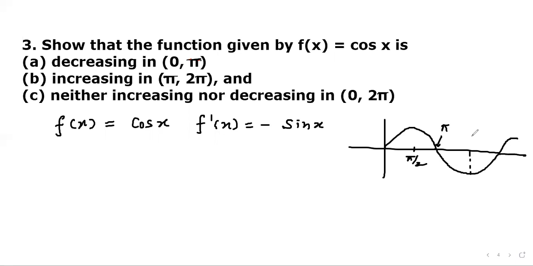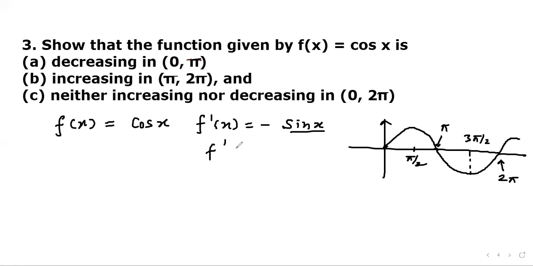This point would be 3 pi by 2. This will be 2 pi. Now, here the given interval is 0 to pi. So this is sin x. So sin x from 0 to pi is positive. So if it is positive, then f dash x will be negative.